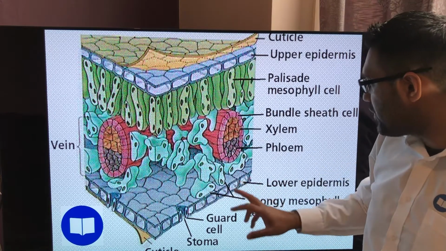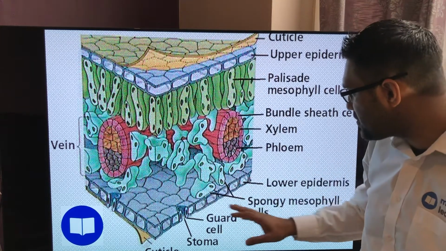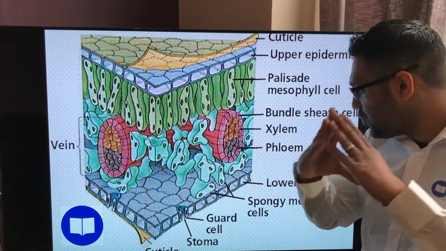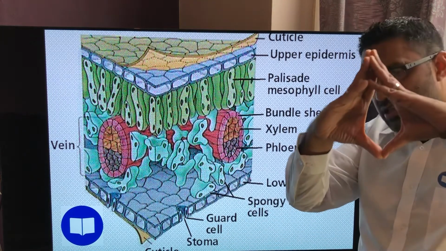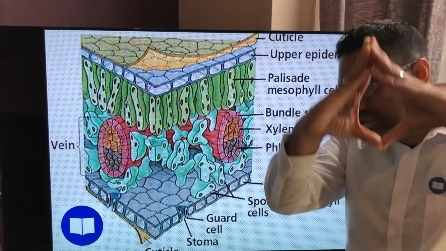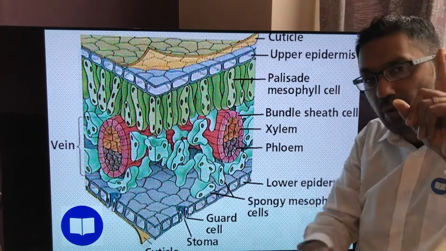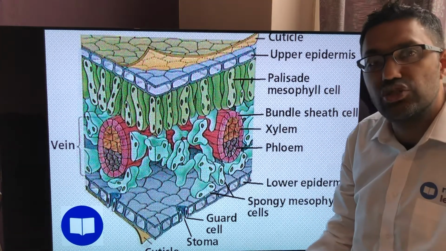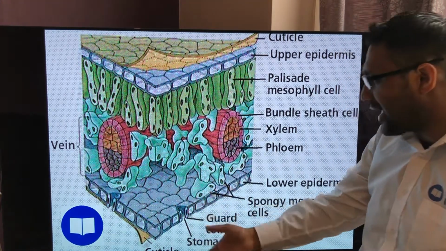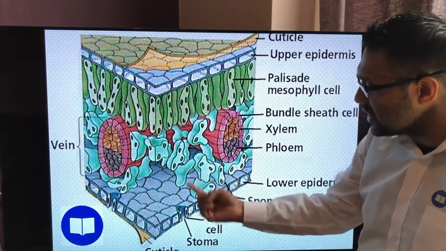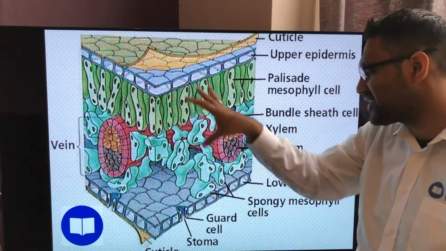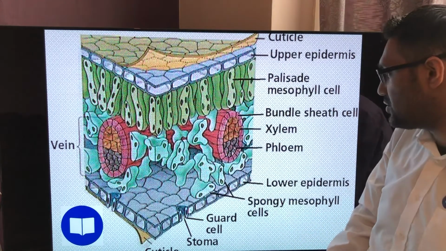Now, if you look at the lower epidermis as well, you've got the guard cells, which open and close, and in the middle of the guard cell, you've got the stoma. Stoma is the hole. Stoma for one is singular. Plural is stomata. So they allow gas exchange. So carbon dioxide goes in, oxygen comes out, water vapor escapes, and it comes out of those stomata.